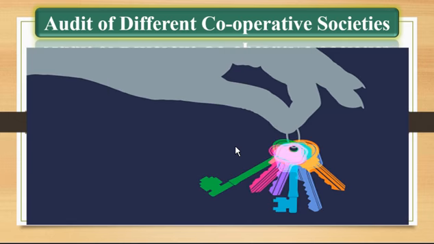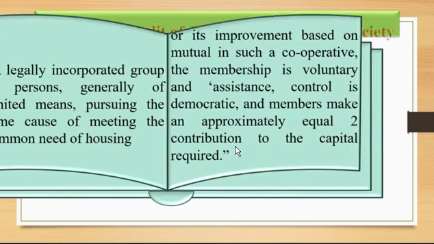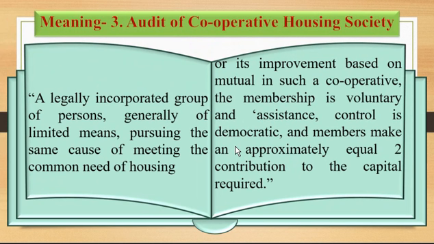Friends, a housing cooperative has been defined as a legally incorporated group of persons, generally of limited means, pursuing the same cause of meeting the common need of housing or its improvement based on mutual assistance. In such a cooperative, the membership is voluntary, control is democratic and members make an approximately equal contribution to the capital required.